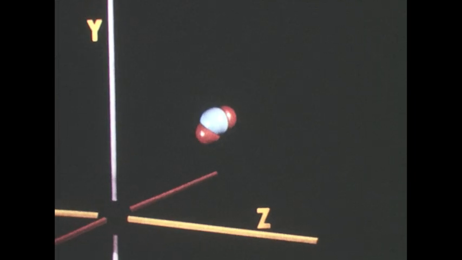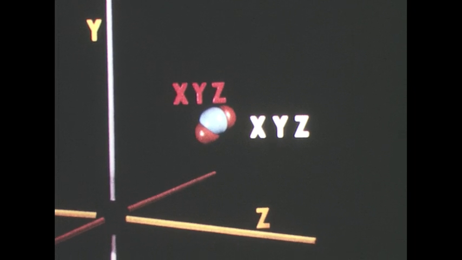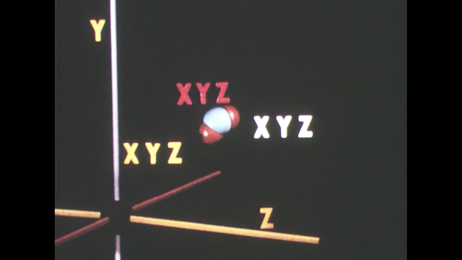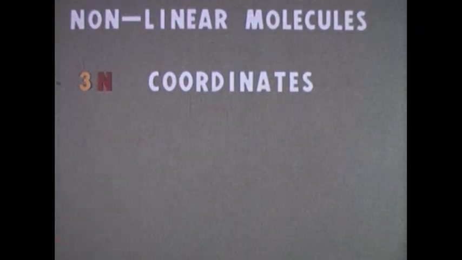Each atom in a molecule requires three coordinates to fix the position of that atom in space. For the water molecule, 9 coordinates are needed. For a molecule of n atoms, 3n coordinates are required, and the molecule is said to have 3n degrees of freedom.